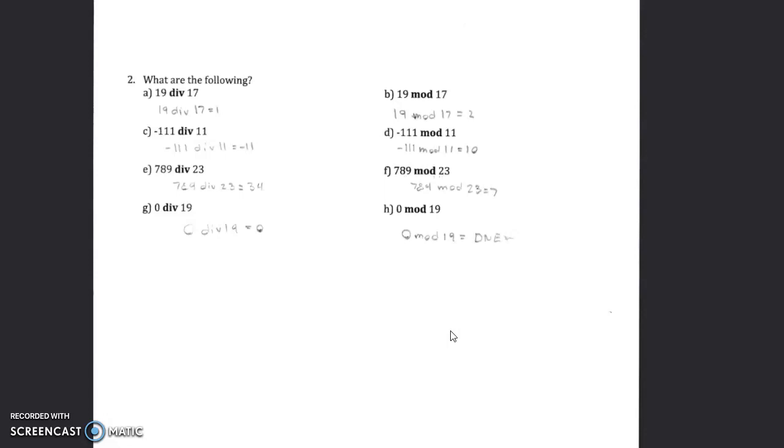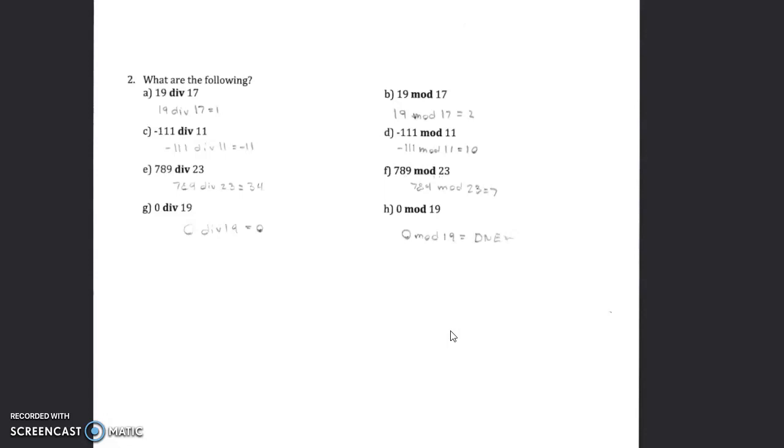For C, you have negative 111 div 11. You just do negative 111 divided by 11. You get negative 11. Pretty simple. But when you do mod, you get no negative answer. You're just looking for the remainder left over. So you're doing negative 11 times 11, you get negative 121. Negative 121 minus negative 111, you're going to get 10. So you're left with a remainder.